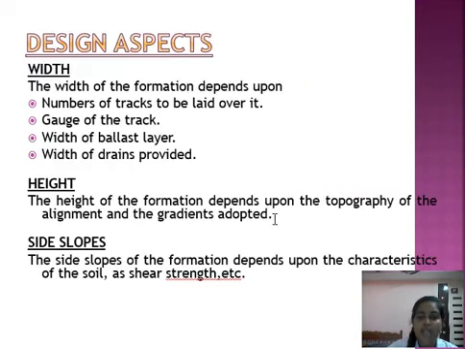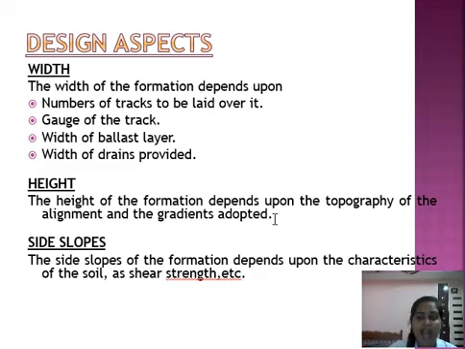Then what are the design aspects of this formation? The width of the formation depends upon the number of tracks. However many tracks we are laying in that area, the width of the formation depends on that number of tracks. Then gauge of the track. Gauge means the distance between the rails. Then width of the ballast layer, how much width you are providing for the ballast layer. Then width of the drains. Based on these only, the width of the formation will be constructed.